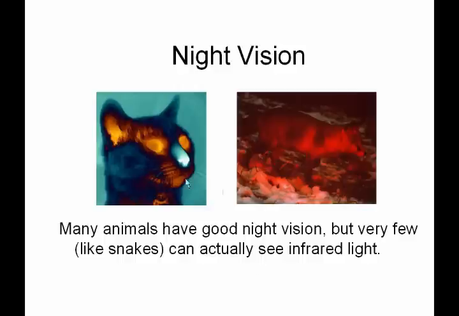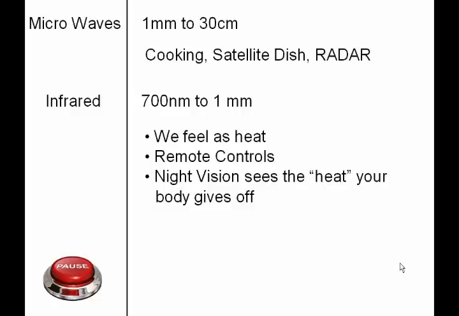There are some animals that can actually see the infrared rays. I didn't put the right picture here, but snakes can see in pitch black because they can see the heat given off by animals such as mice. Animals like cats and foxes just have good night vision, but they can't actually see the infrared. Snakes can. Pause and copy.